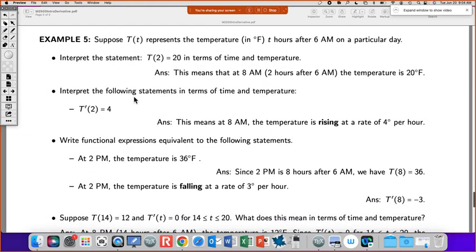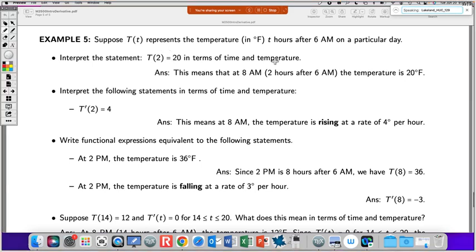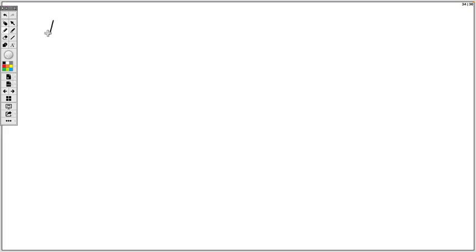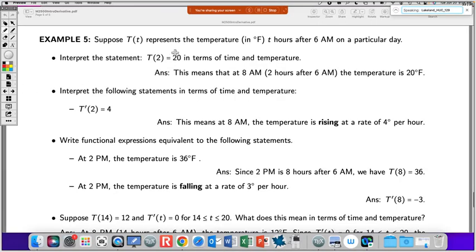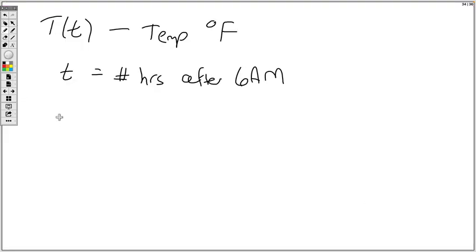So let's look at this example. Suppose capital T of lowercase t represents the temperature in degrees Fahrenheit t hours after 6 a.m. on a particular day. So capital T of t is the temp in degrees Fahrenheit, and t is the number of hours after 6 a.m. Interpret T of 2 equals 20.